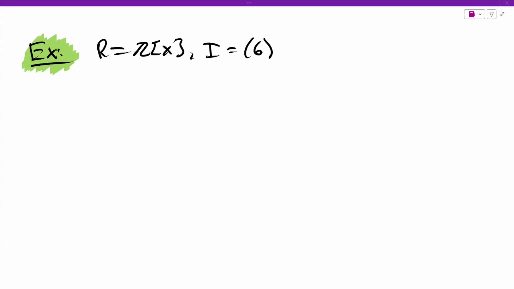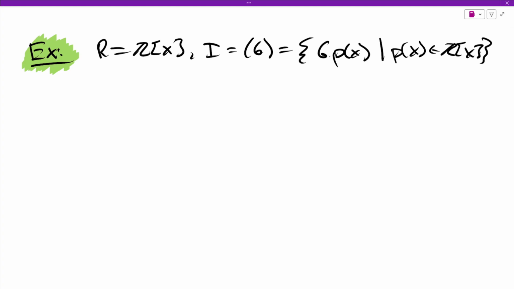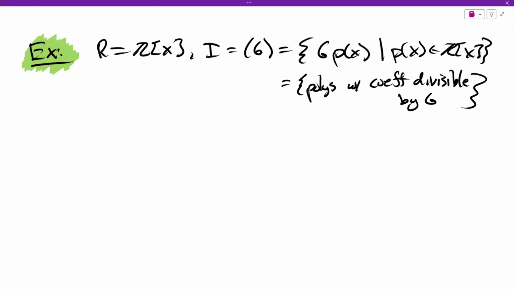In this example, we're going to investigate congruence modulo ideals in the polynomial ring over Z. And here we have an ideal. It's the principal ideal generated by 6. So just a quick reminder, this is the collection of all polynomials that are a multiple of 6. So 6 times a polynomial. In particular, to be in this ideal, a polynomial must have coefficients divisible by 6, because all of the coefficients are 6 times something. And if all of the coefficients are divisible by 6, you can factor out a 6. All right, so that's our ideal.